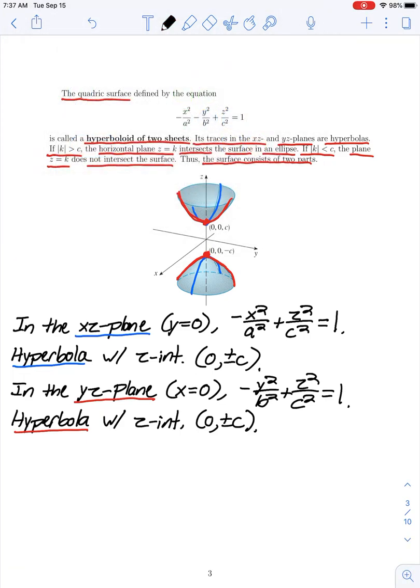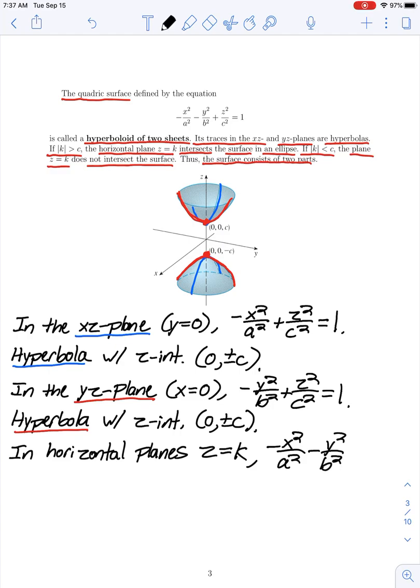So if we're considering the trace of this surface in horizontal planes, so those are planes parallel to the xy plane, which would be defined by z equals some constant value of k, our equation would become negative x squared over a squared minus y squared over b squared plus k squared over c squared is equal to 1.